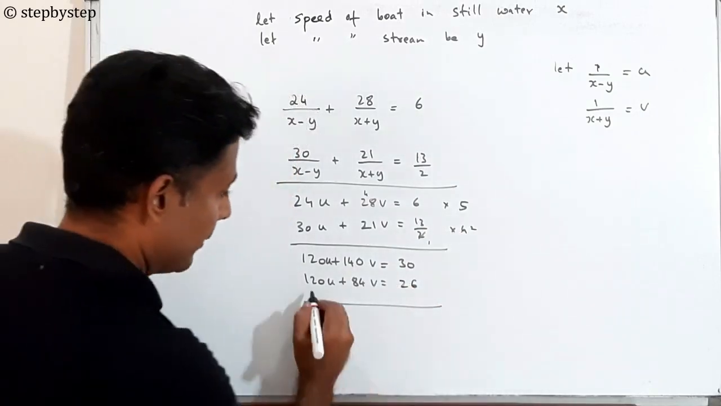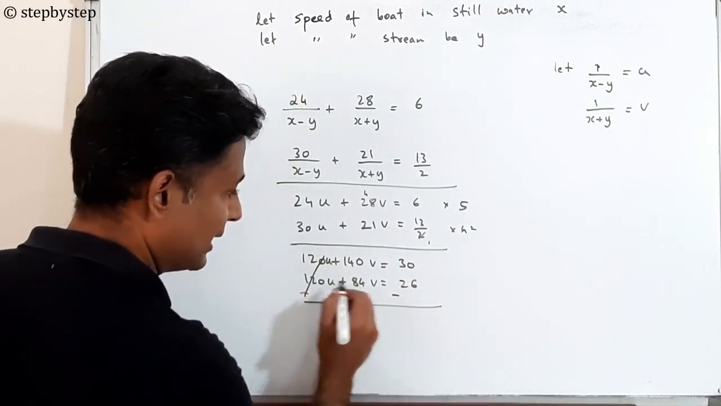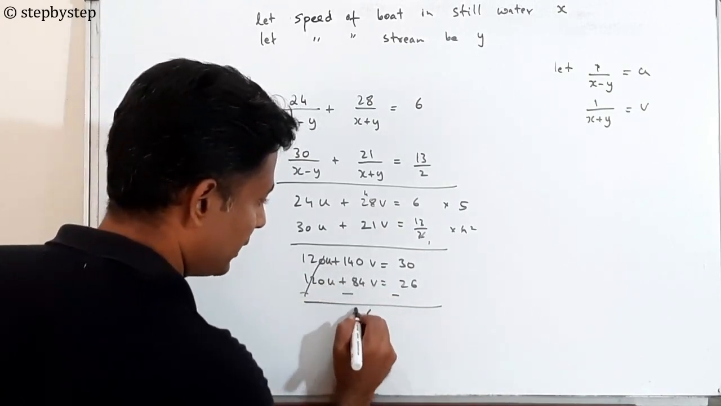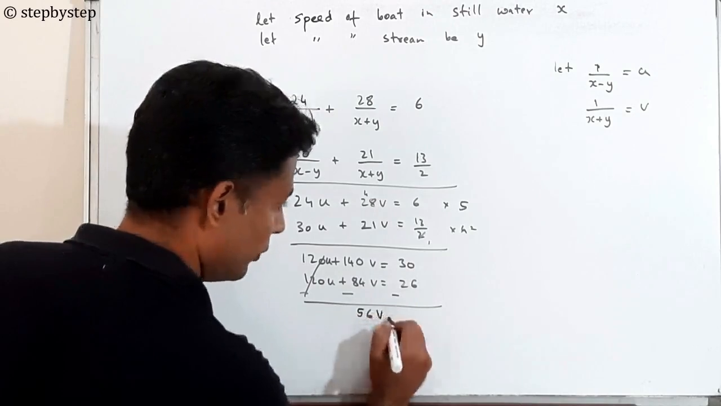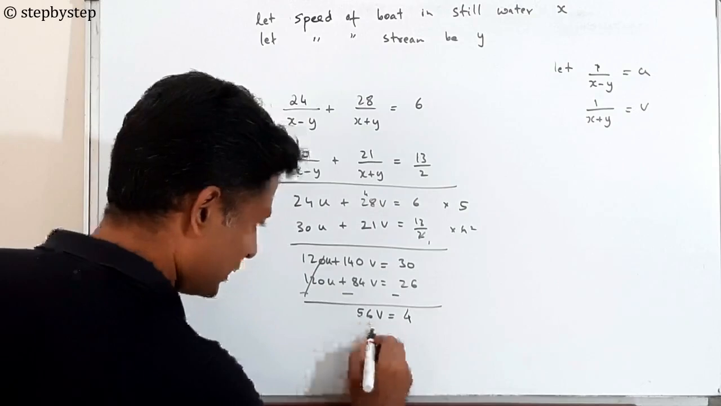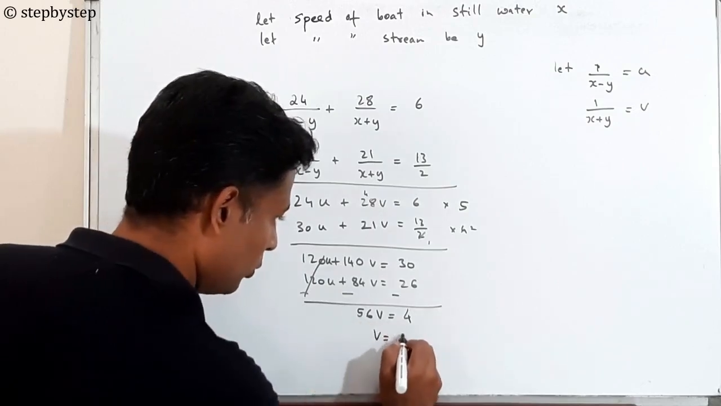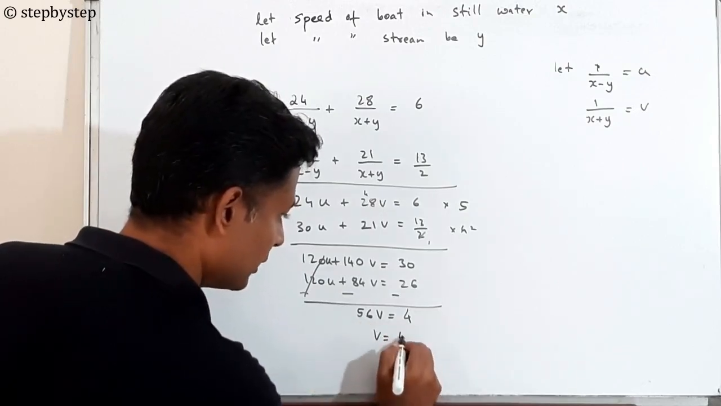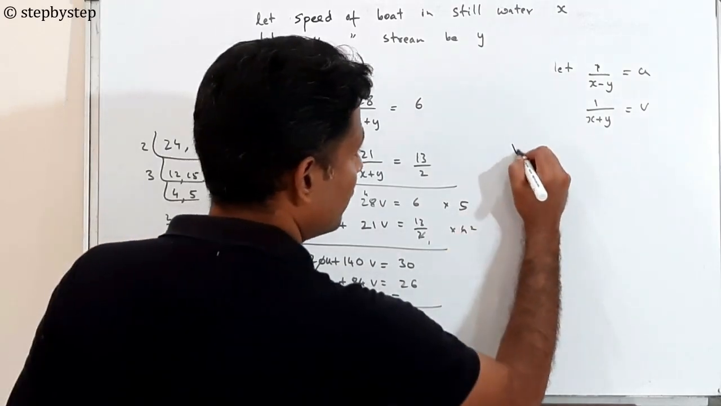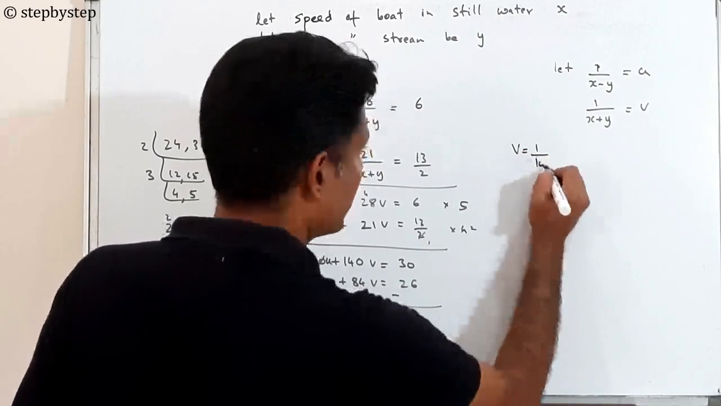We get this. Subtracting, the u terms cancel. 140 minus 84 is 56, and 30 minus 26 is 4. So 56v equal to 4, so v equal to 4 by 56, that is 1 by 14. So what do we get? We get v equal to 1 by 14, right?